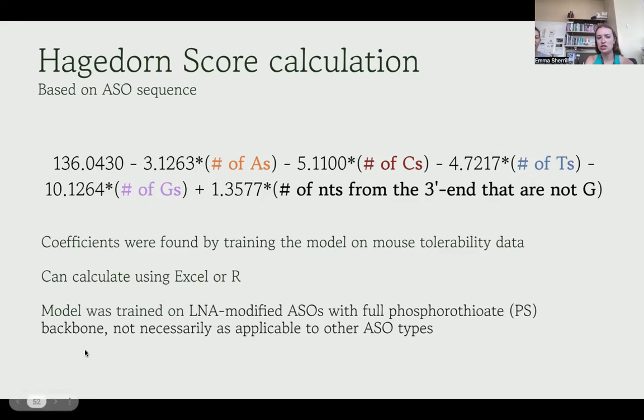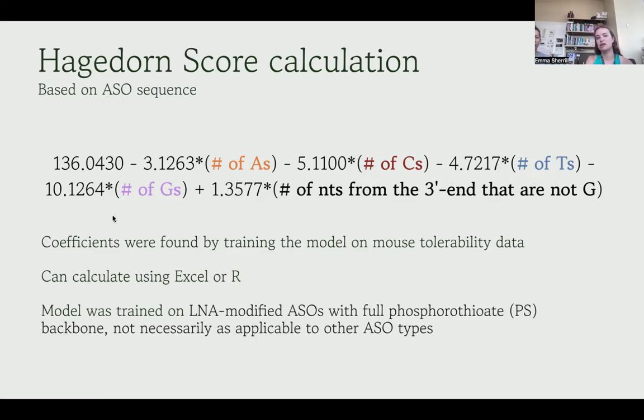And one thing I did want to note is that the model was trained on LNA ASOs. So that model is not necessarily as applicable to all ASO types. We have to remember that all ASOs aren't created equal, and so training a model on one specific type doesn't necessarily mean that it's perfectly applicable to all other ASO types, like a full MOE ASO or an ASO that doesn't have the LNA chemistry. So it's something we think about in our lab: how are we using this score and are we using it as appropriately as we can.